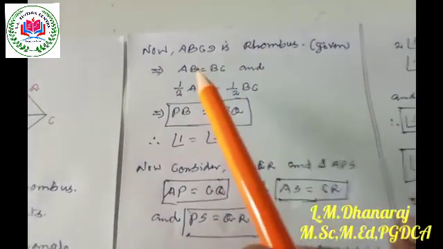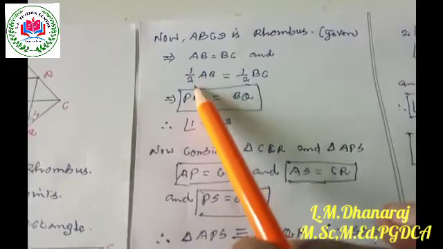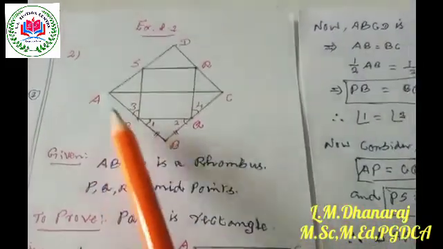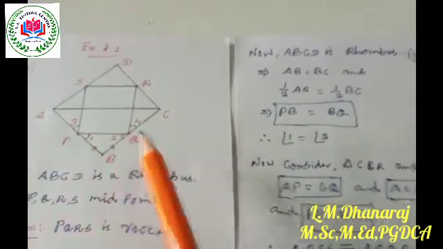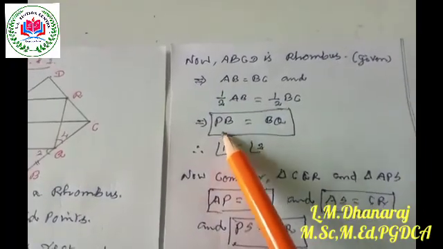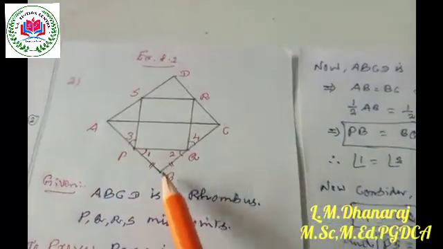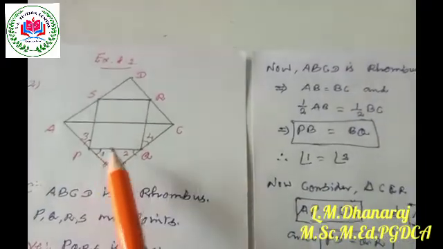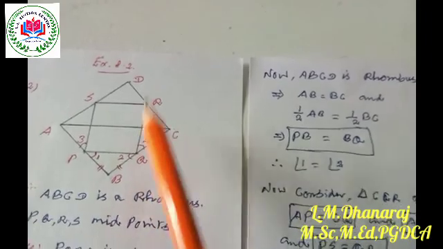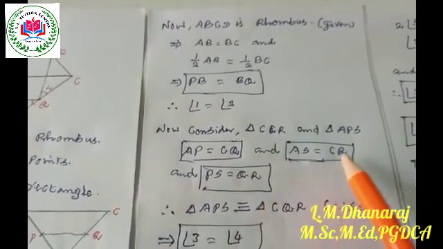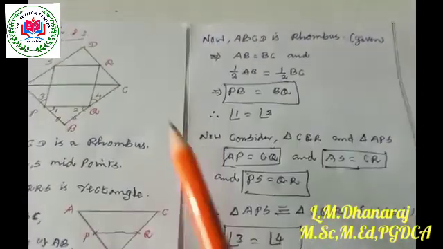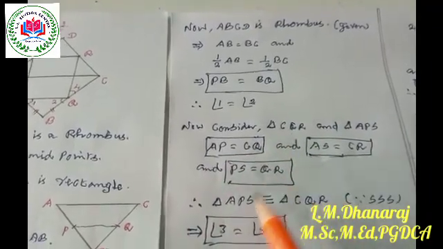For the rhombus property, AB is equal to BC, then half of AB is equal to half of BC because P and Q are midpoints. This proves that PB is equal to BQ, which means angle 1 is equal to angle 2. Now let us consider the triangle CQR. In this triangle we can say AP is equal to CQ and AS is equal to CR and PS is equal to QR, which means these two triangles are congruent.